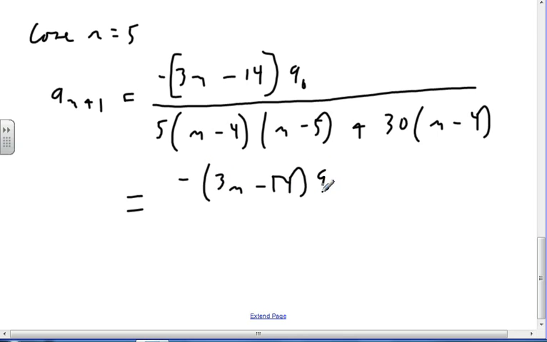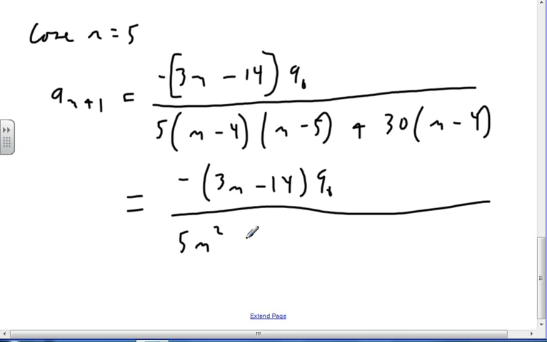Minus 14 A0. And on the bottom, I've got 5n squared minus 45n plus 100 plus 30n minus 120.